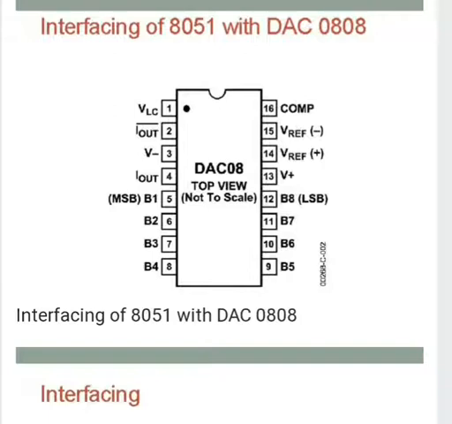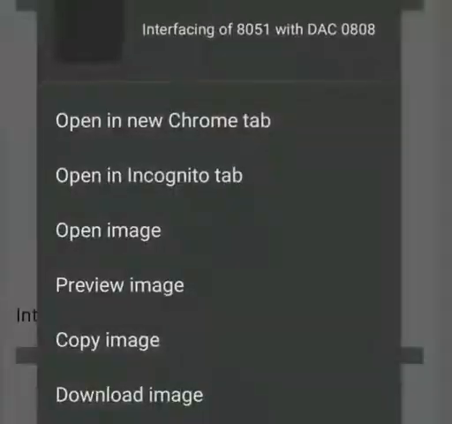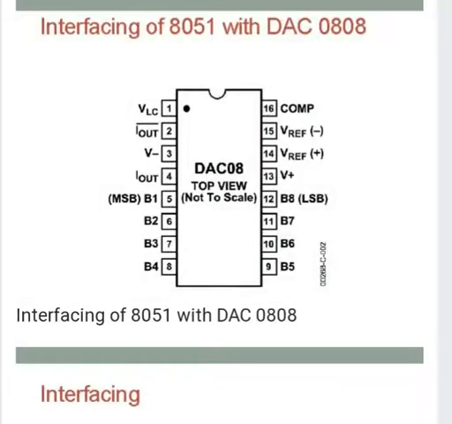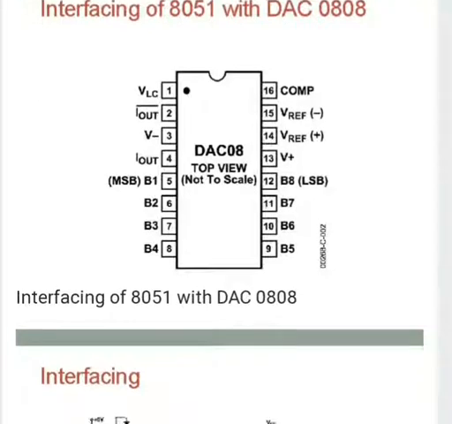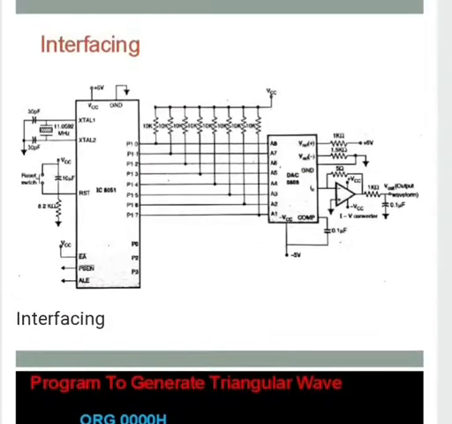so there are MSB pins and LSB least significant bits. Sorry, there is 1 MSB pin, that is B1, and 1 LSB, that is B8. Sorry for the mistake. Now this diagram shows the interfacing of the 8051 with a DAC.